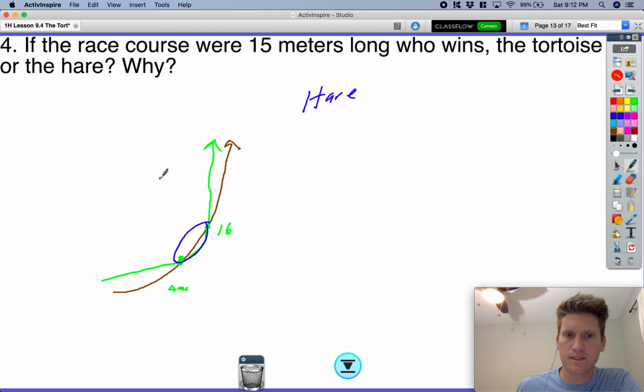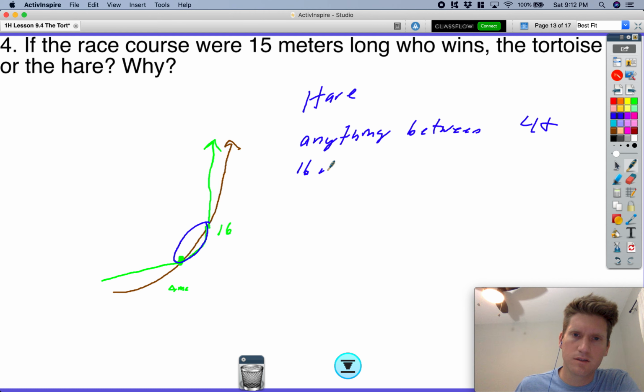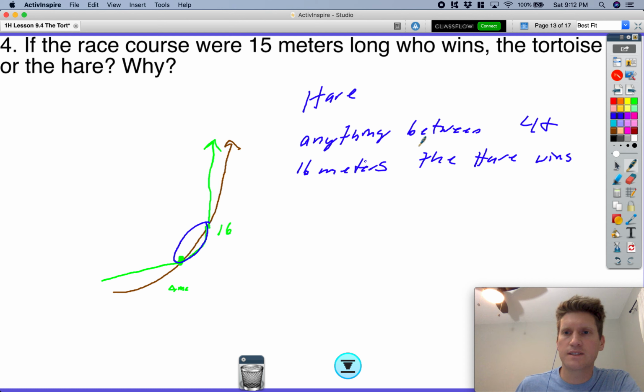And why? It's kind of this illustration in my graph. So anything between 4 and 16 meters, the hare wins. And when I say between, at 4 and at 16 meters, they're tied. So anything above 4 meters or below 16 meters, to be precise.